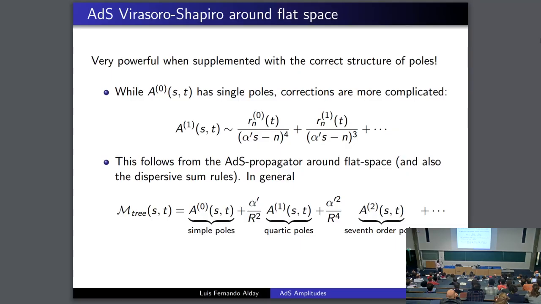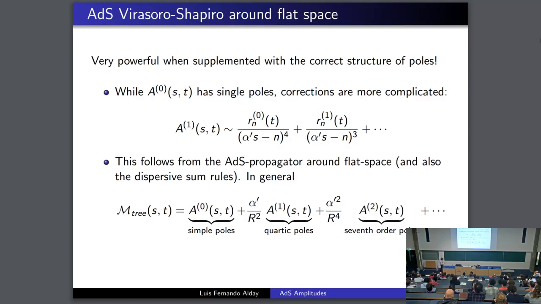So this is usually quite common in quantum field theory. So in a quantum field theory, even an S matrix has single order poles, but then if you expand in a small parameter, a single order pole can become a higher order pole, okay? So the fact that A1 has a fourth order pole follows from the AdS propagator. If you take an AdS bulk-to-bulk propagator and you expand it around flat space, you will see that the first correction to that has a fourth order pole, the other correction has a seventh order pole, and so on.